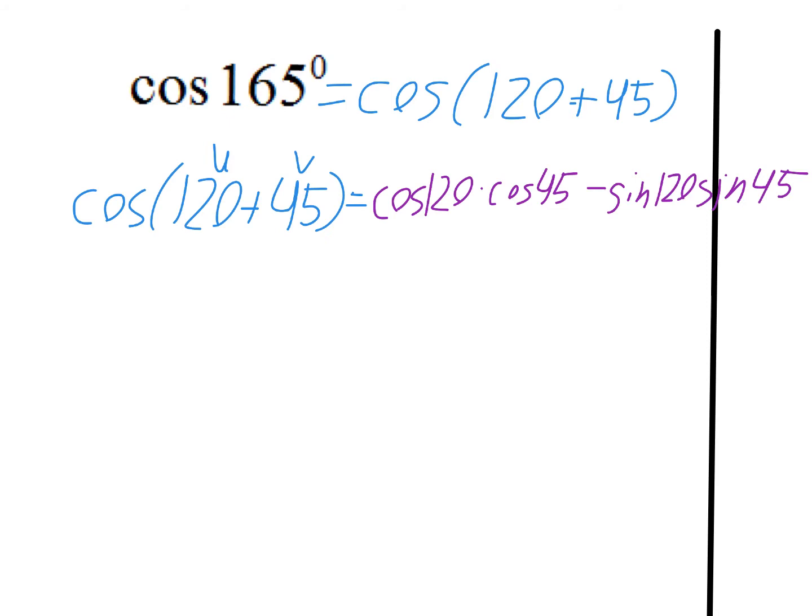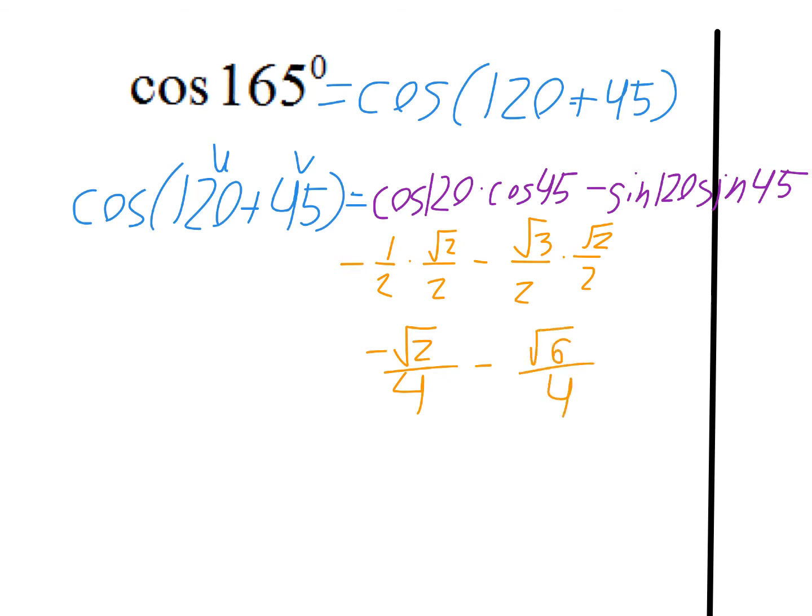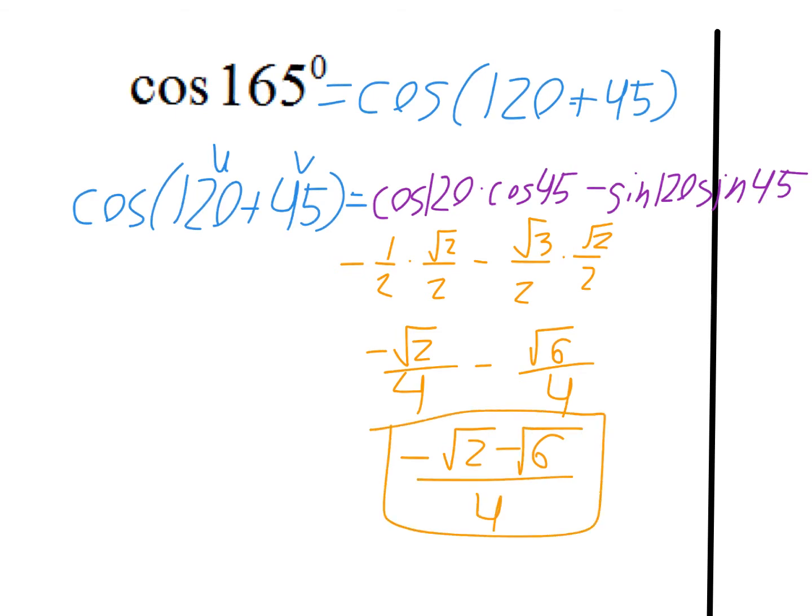Now we go back to our unit circle and find our corresponding values. The cosine of 120, negative 1/2. The cosine of 45, root 2 over 2, minus the sine of 120, root 3 over 2, times the sine of 45, root 2 over 2. Do our fractional math. We end up with negative root 2 over 4 minus root 6 over 4. They have the same denominator, so we can combine them to give us negative root 2 minus root 6 over 4 for our exact value.